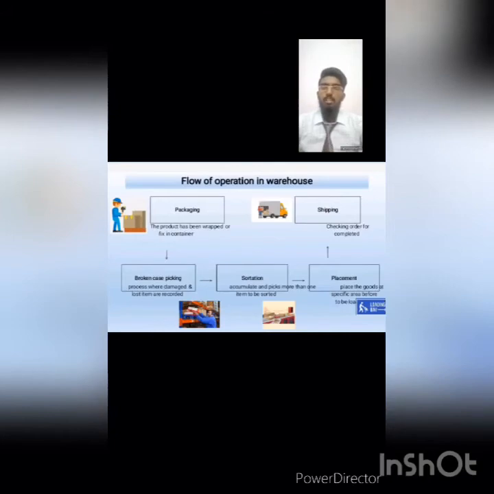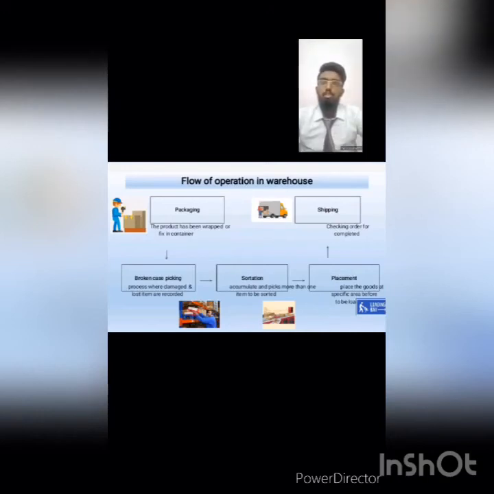Additionally, placement is also a flow of warehouse operation. Placement refers to the place where the goods are kept before being loaded. The placement must ensure that the goods to be loaded are reasonably close to the shipping area, to ensure timely and cost effective deliveries. There are many opportunities for speeding up and improving the efficiency of loading work.